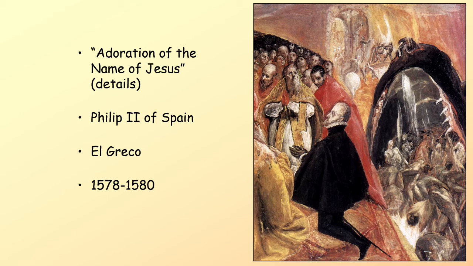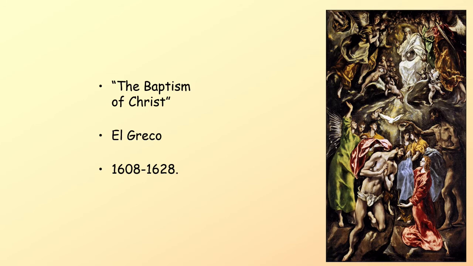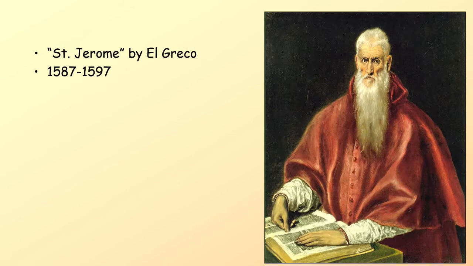The Baptism of Christ, El Greco. You can see John the Baptist with a shell, pouring the water down, and there's a dove right above him. But look at all this other stuff that's going on. Portrait of a Cardinal, El Greco again. And St. Jerome. Remember, St. Jerome was the guy that created the Vulgate, that early Latin translation of the Bible.